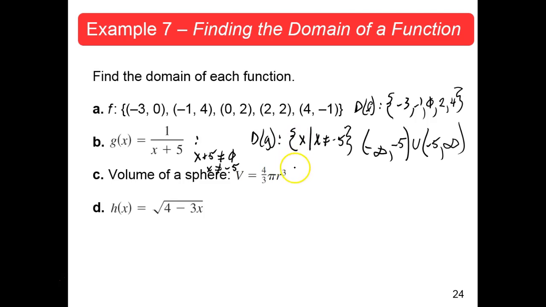Set notation. This is the domain of V of R is the set of all R's such that R is greater than 0. Perfect. Now in interval notation, what would that be?